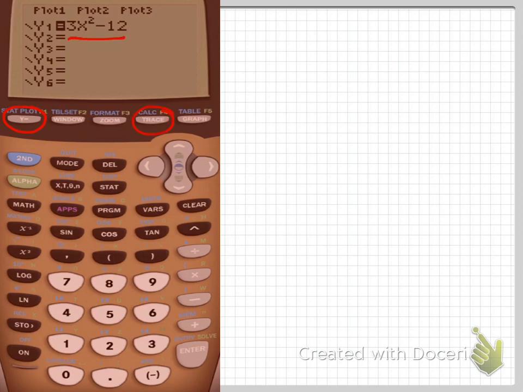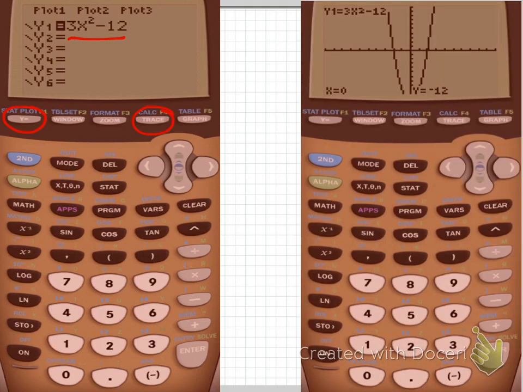Then I'm going to press the trace button. You can actually press graph then trace, but you can also just press trace. Once you press that, you'll get a screen like this. Notice that it starts off at x equals 0. Now we just need to type in our two solutions. We have x equals 2 and x equals negative 2. And we want them equal to 0 because that's what we set the equation equal to.